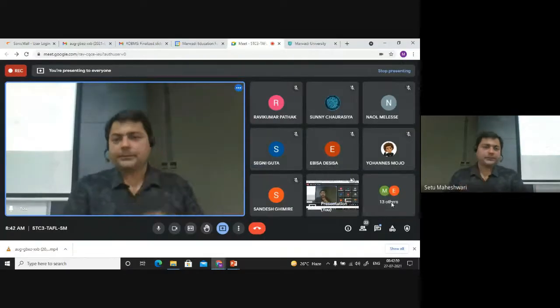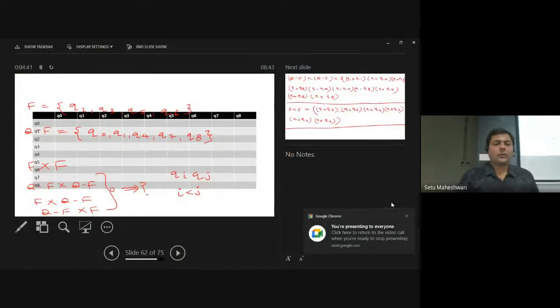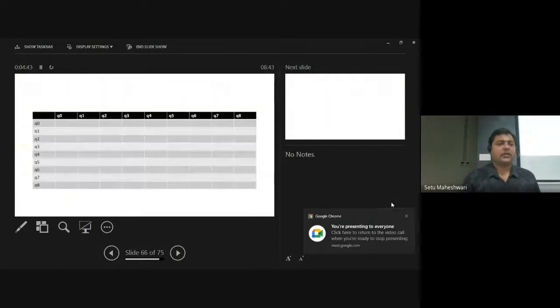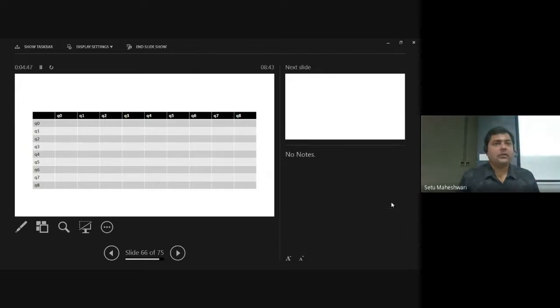That means what? Now, if you observe this table carefully, what should I have? I should not have any entry in the diagonals and the lower triangular part. All those entries which are below the diagonal. What is the reason? Because all those entries which are below the diagonal or in the diagonal do not follow that condition. Check it out.